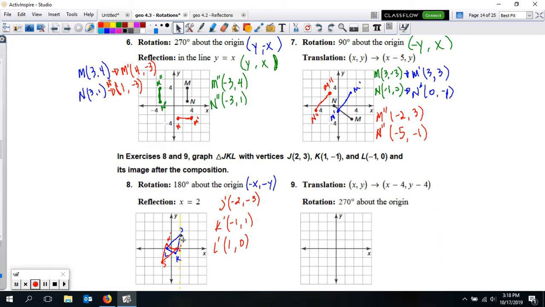And what we want to do there is just map each point for J double prime, K double prime, and L double prime. So starting off with the J double prime from this point, here's the J prime.